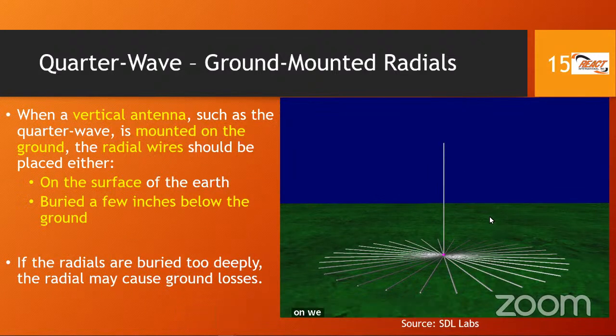So we need to be aware that if we are ground mounting a quarter wave antenna, the radials need to be either on the surface of the earth, or buried in the dirt, but just a couple of inches, not too deep. Because if you put them too deep, then you may have ground losses that will affect your radio signal, right? So you don't want to put them too deep, either directly on the surface of the earth like here, or just a couple of inches below if you need to bury them, but not too far. These are exam questions.